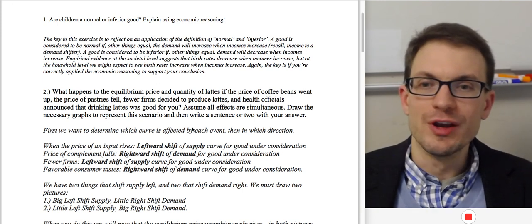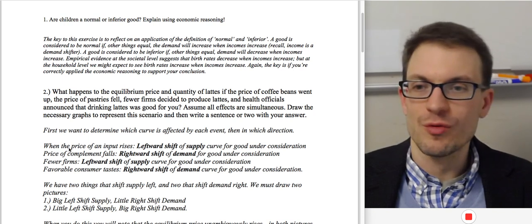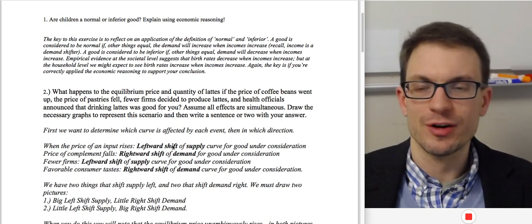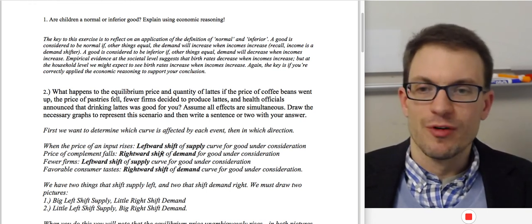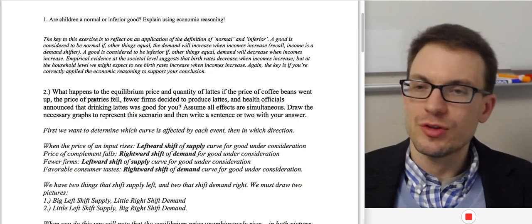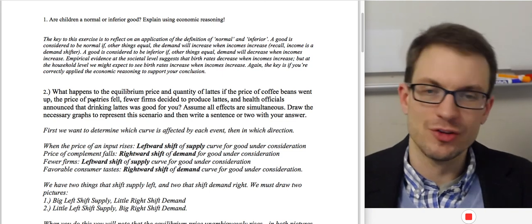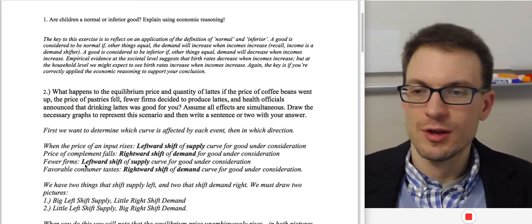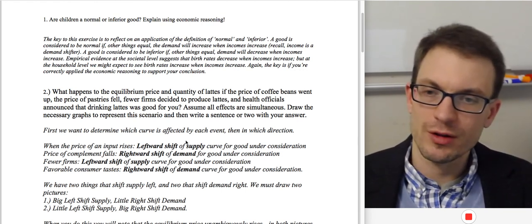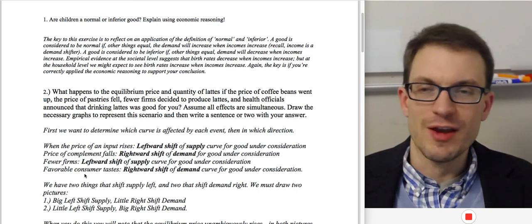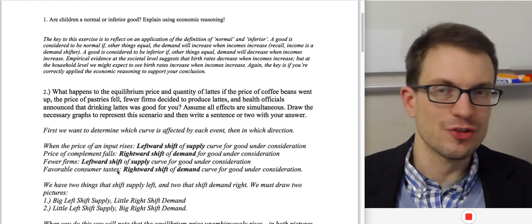Okay, for this here, the key is to identify which curve is moving and in which direction. So when the price of an input rises, that is a supply shifter. It's going to raise costs, so a leftward shift to supply. Price of a complement falls. So the price of pastries falls, the quantity demanded of pastries will rise. If we're buying more pastries, maybe you're thirsty, you will buy more lattes, so a rightward shift of demand for lattes. Fewer firms in the market, that's going to be a supply shifter. When firms leave the market, we'll get a leftward shift to supply. Favorable consumer taste, do this health report. Well, this is going to be an increase in interest, increase in demand for that item.